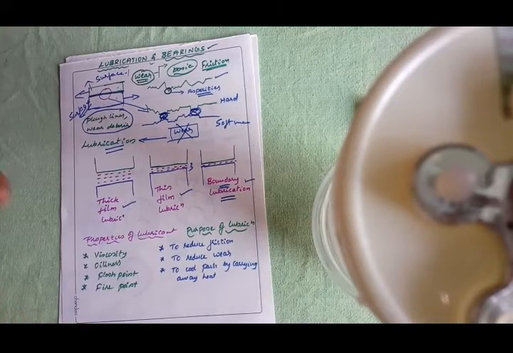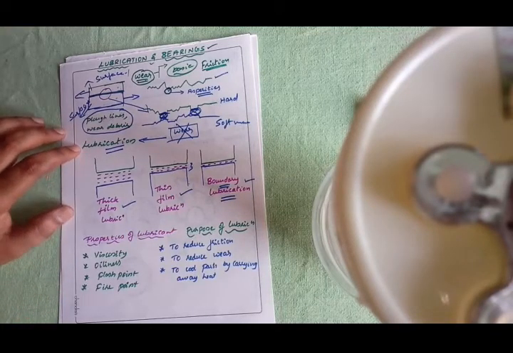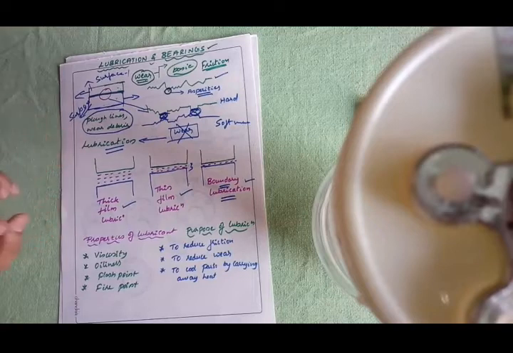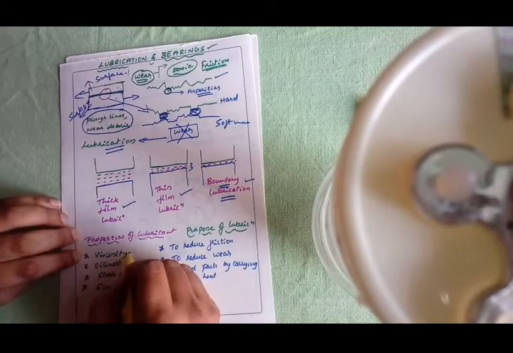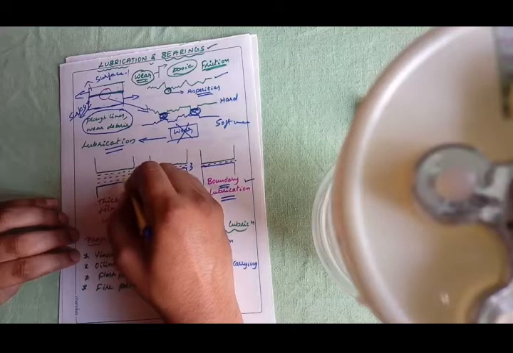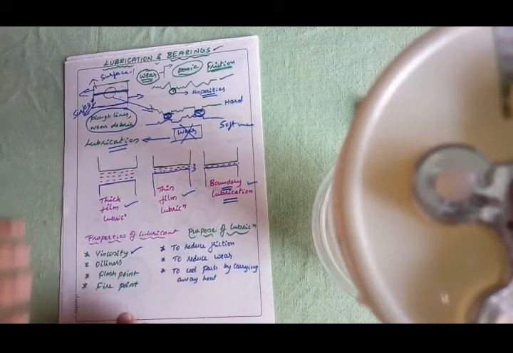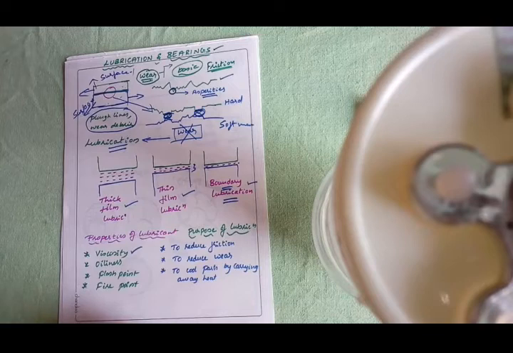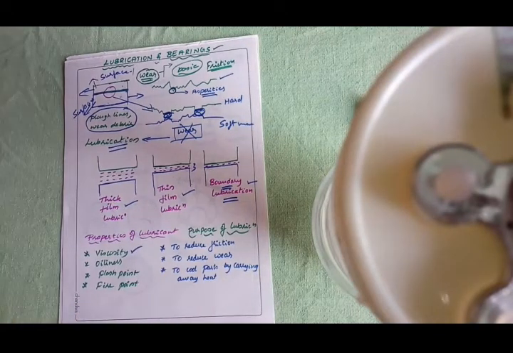Now whenever you are going with the lubrication, there are certain properties that the lubricant should satisfy. One of them is viscosity. Generally, if you are using a lubricant in order to separate two surfaces, it should have high viscosity, so that it can withstand that heat or that load and other things.